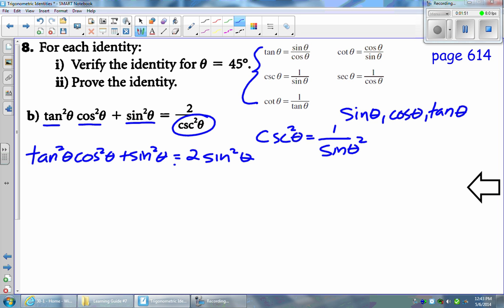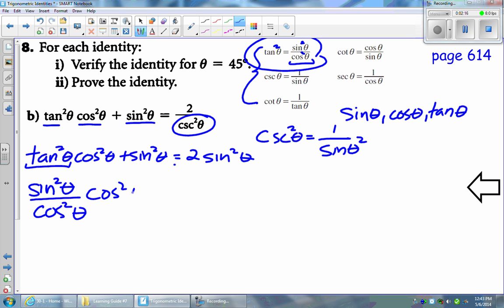so we have to take another approach here. One approach you could take is to apply a quotient identity on the tan squared theta. Tan theta is equal to sine theta over cos theta. But if you want to make it squared, you just square every component in that identity, and you can go ahead and replace that. So tan squared theta, I'm going to write as sine squared theta over cos squared theta. And that's multiplied by cos theta from the initial equation plus the sine squared theta is equal to 2 sine squared theta.